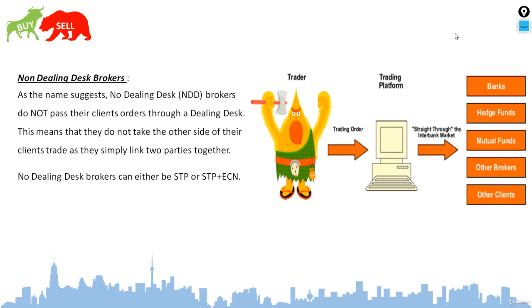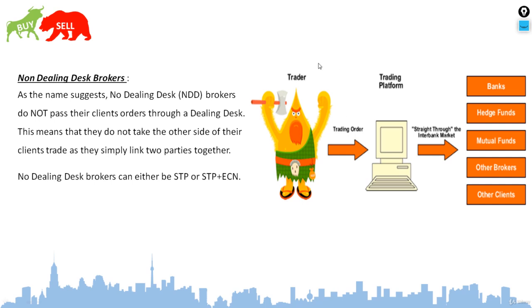Non-dealing desk brokers. As the name suggests, non-dealing desk brokers do not pass their client orders through a dealing desk. This means that they do not take the other side of their client trade, as they simply link two parties together. Non-dealing desk brokers can either be STP or STP plus ECN.